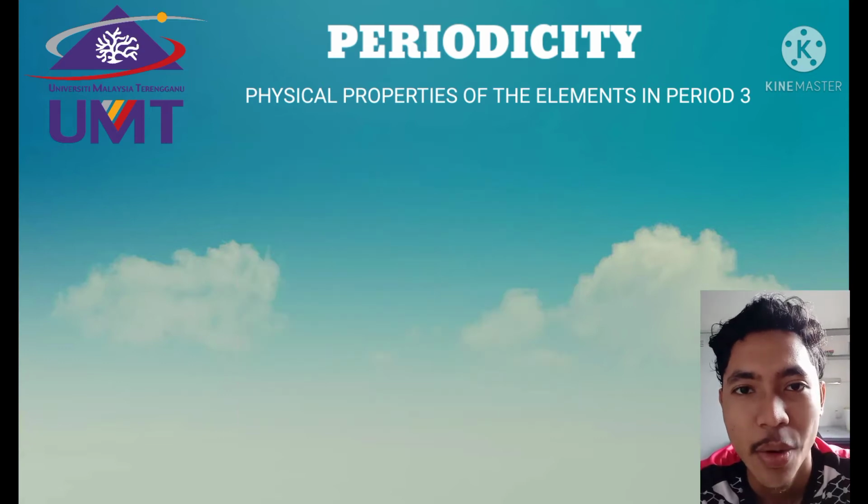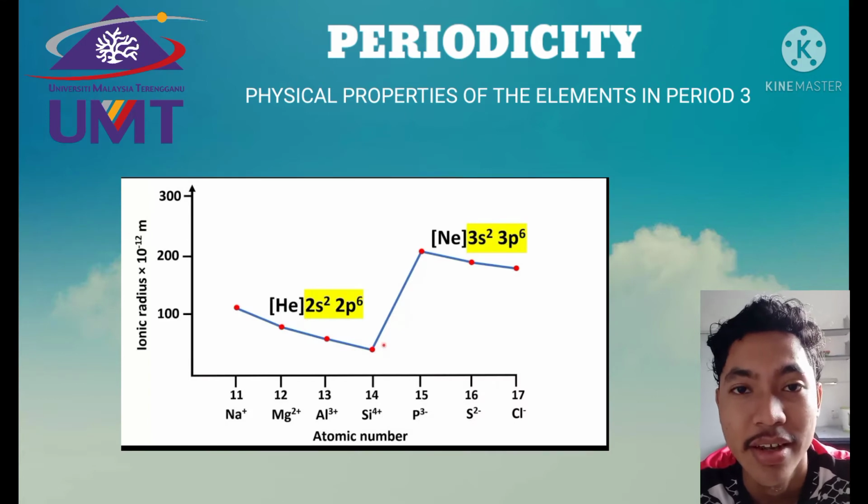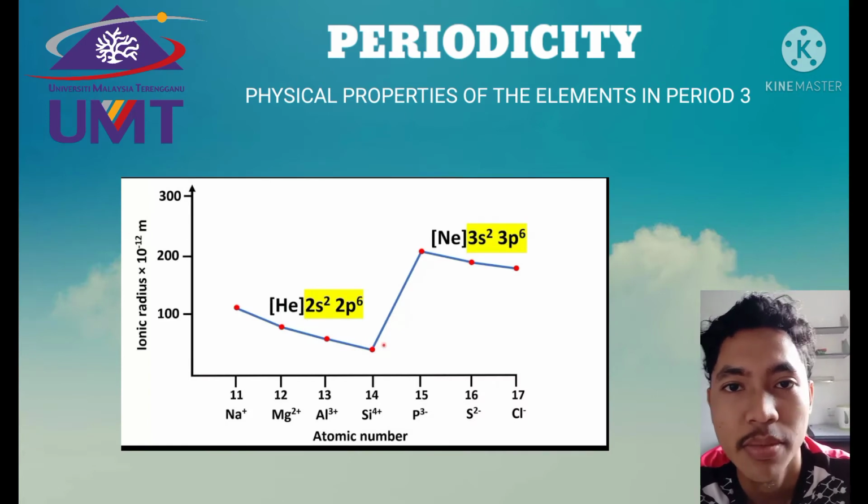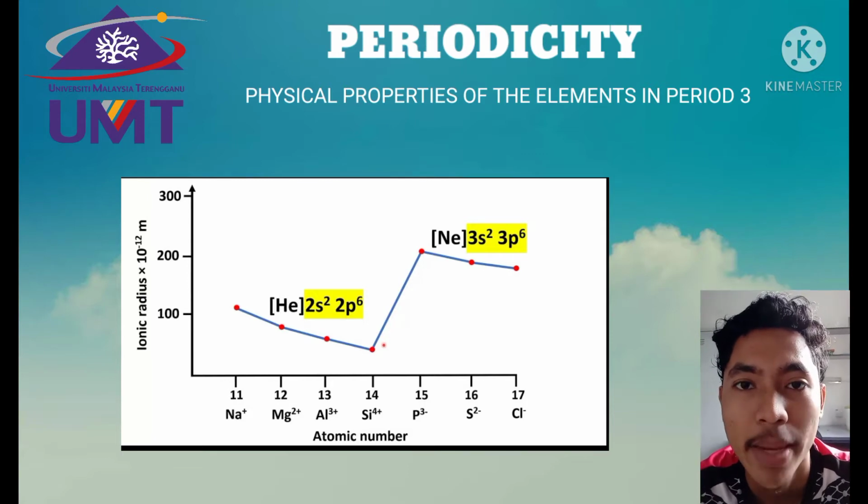Ionic radius. What is ionic radius? The ionic radius is the distance between the nucleus and the outermost electron of an ion. Metals produce positively charged ions, whereas non-metals produce negatively charged ions.